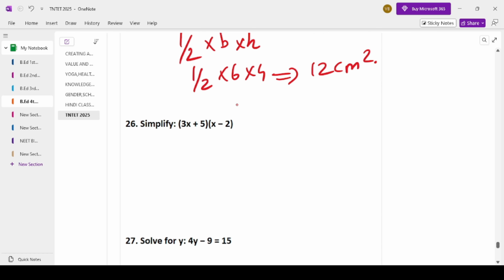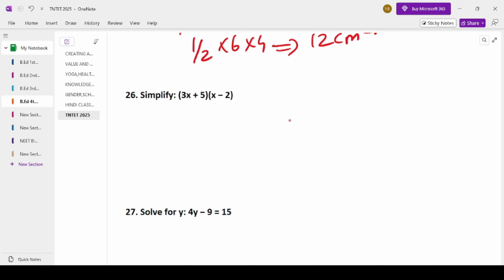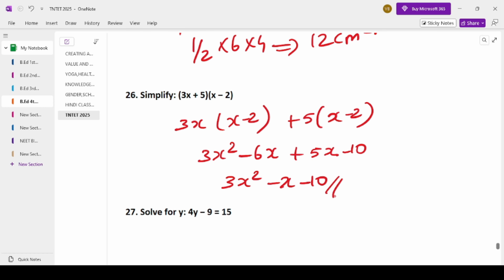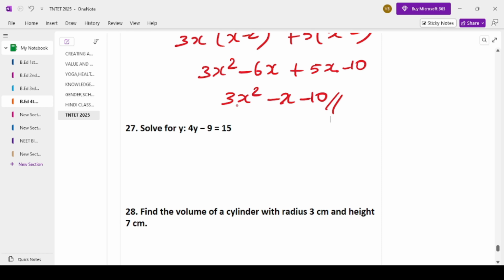Okay, next they ask to simplify. So how do we simplify this? Again using the distributive property, we write 3x into (x - 2) plus 5 into (x - 2). Then 3x squared minus 6x plus 5x minus 10. So again 3x squared, and the x terms together you get minus x minus 10. This is the answer.